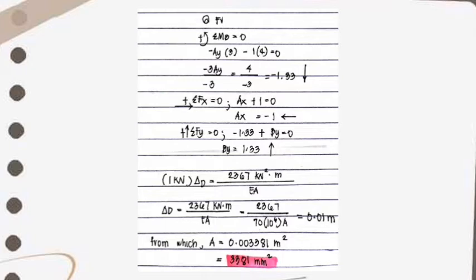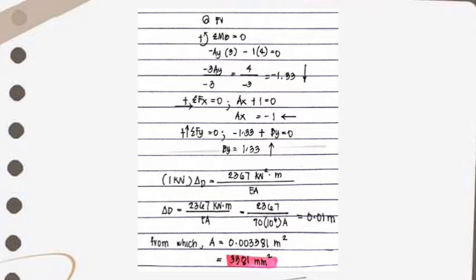So at FB, as you can see in the table, the summation of moment at B is equal to 0. Negative Ay times 3 minus 1 times 4 is equal to 0. Negative 3Ay over negative 3 is equal to 4 over negative 3. It is equal to negative 1.33. So the summation of forces in x is equal to 0. Ax plus 1 is equal to 0. Ax is equal to negative 1. Summation of y forces equal to 0. Negative 1.33 plus By is equal to 0. By is equal to 1.33 up.